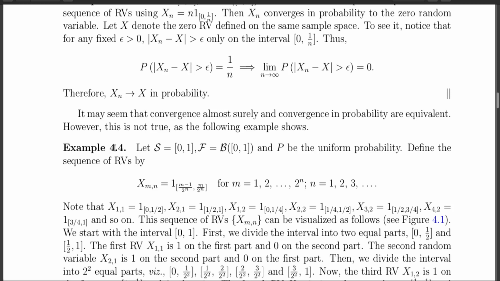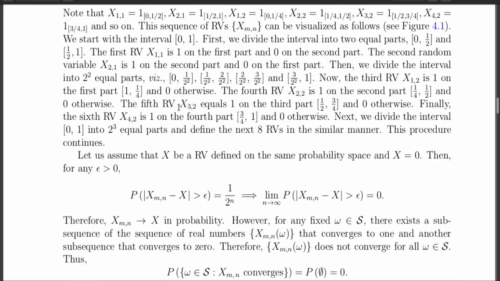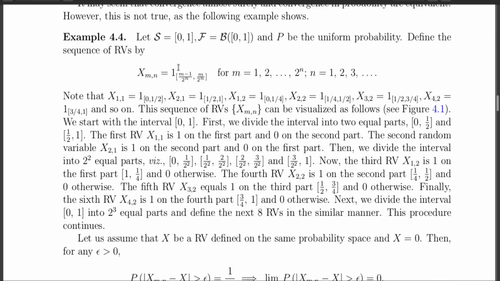And the next example, example 4.4, is actually going to talk about that. This example is a little complicated, but complicated only when I am writing this random variable in mathematical form.